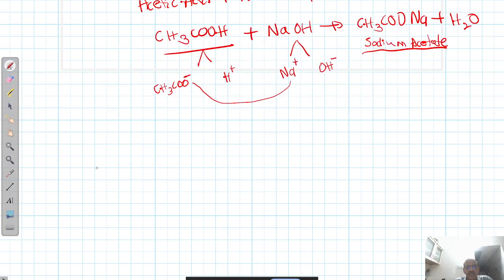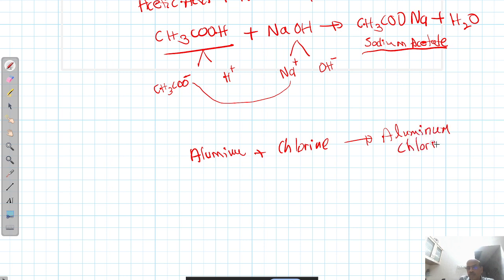So that is to tell you, aluminium plus chlorine will become aluminium chloride. This will directly be good. That is Al plus Cl2. This is the reaction that gives Al plus Cl2 will directly form Al.